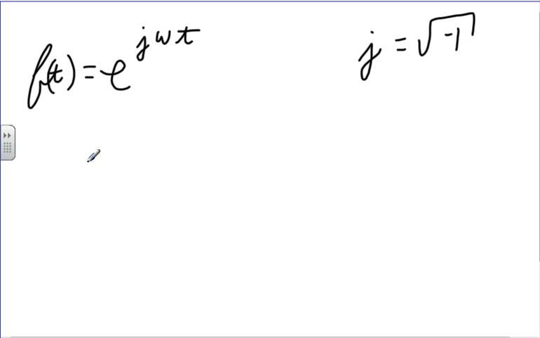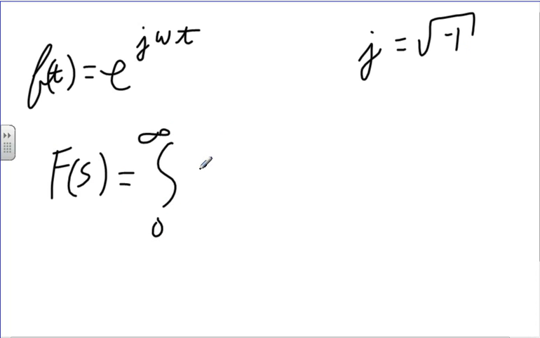Okay, so I want F of s equals the integral from 0 to infinity of e to the j omega t times e to the minus st dt.